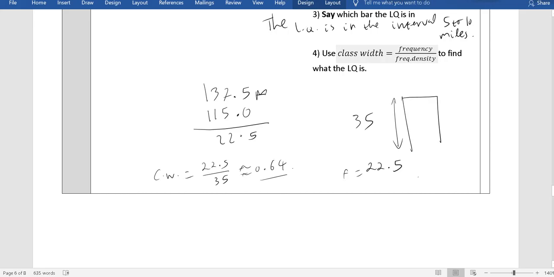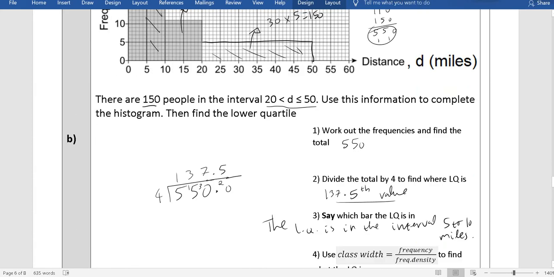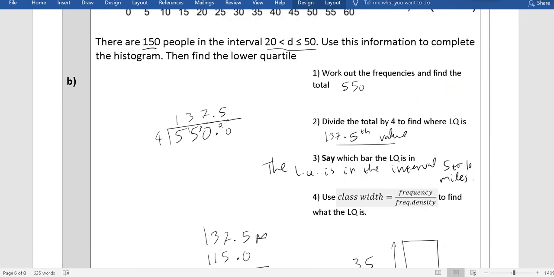So we have 0.64 for our class width, and we need to go from 5. So I would say the lower quartile is 5 plus 0.64, which is 5.64.